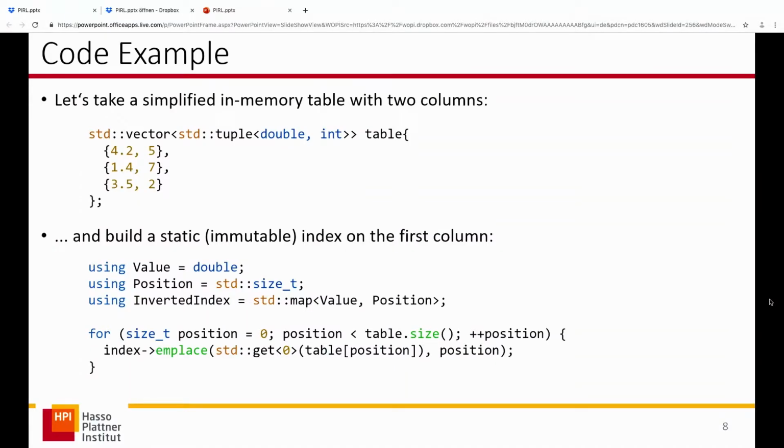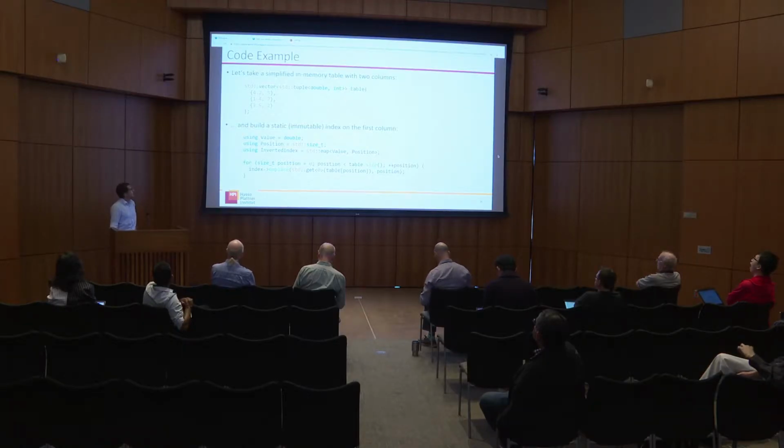Okay, I want to give a short code example. So we have a really simple in-memory table here. We have 3 rows, we have 2 columns. One column is a double column, and then we have an int column, and that's basically what we're working on. And what we want to do is we want to build an immutable inverted index on that, with the value being that double. The position is the offset into that table. So our inverted index in this case is an std::map from a value to a position. We iterate over the table, and we emplace all the entries in the table. Any questions about that one?